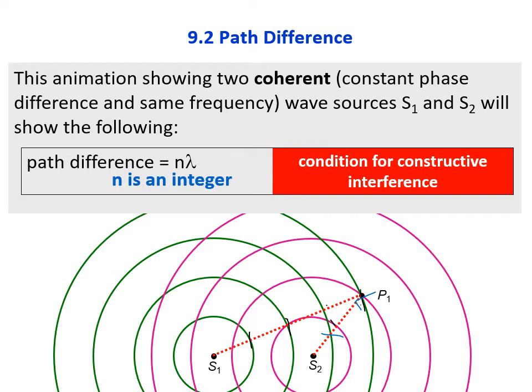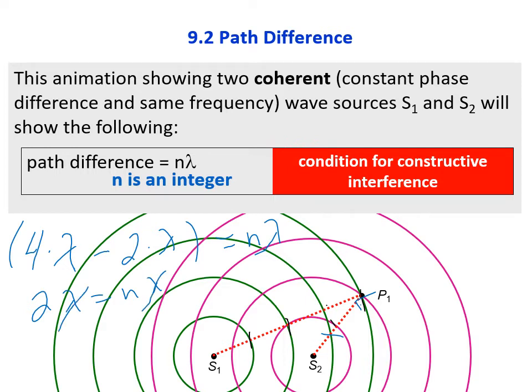So the path difference between those is 4 times lambda minus 2 times lambda equals n times lambda. 4 lambda minus 2 lambda equals n lambda. So the lambdas cancel. That's a whole integer multiple in the path difference between the two sources. That's a place, P1, where you would see a bright spot, a combination of both waves there. And that is, again, the condition for constructive interference.